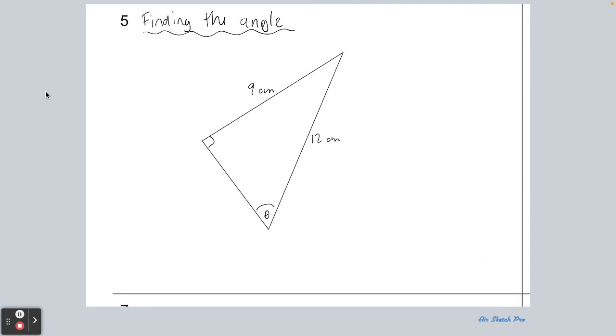This one here, just to give you the opposite sort of idea and a bit of calculator work, is finding the angle. So we've got a random triangle here that's 9 centimeters and 12 centimeters, and we have to work out what theta is in this instance. So it's the same 3 steps: determine the ratio, substitute in, and solve.